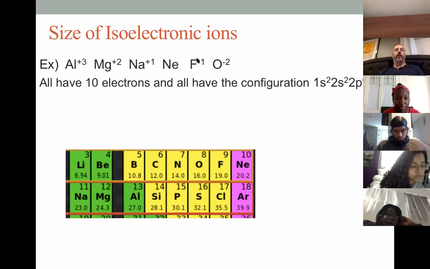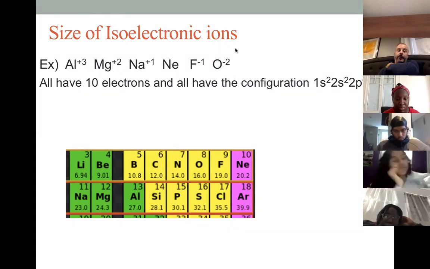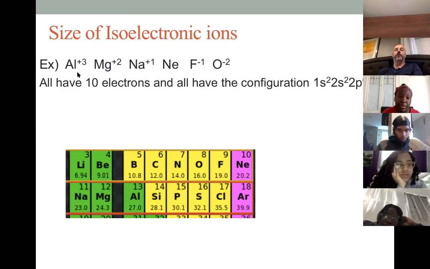Again, all of these would have the same configuration as neon. So these are all isoelectronic. We could look at their size though, and that's going to be different. Who would be the smallest out of all these? Al+3. Good. Al+3 would be the smallest. It's the one that lost the most electrons and still has a large number of protons, giving it a high effective nuclear charge.